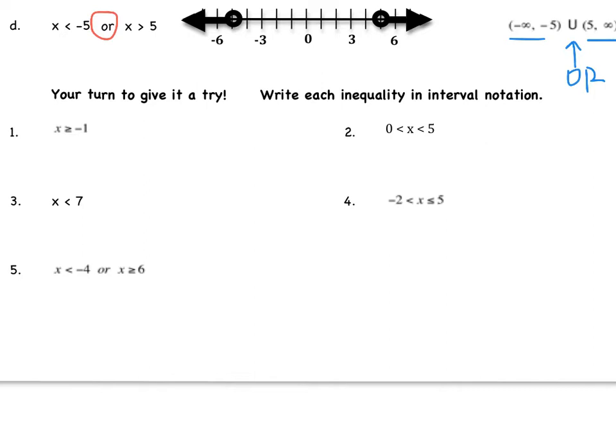Mine says x is greater than or equal to -1. Yours is +1, isn't it? Okay, here's my suggestion. I would suggest that you draw a number line first, and then that you write the interval. So I'm going to do my number line. X is greater than or equal to 1, so that means I have a closed circle at 1, and I get bigger than that.